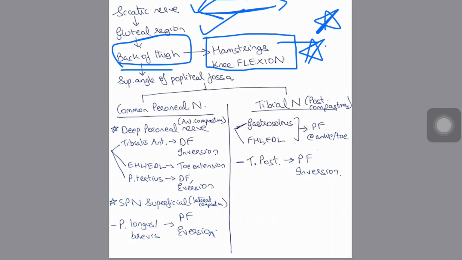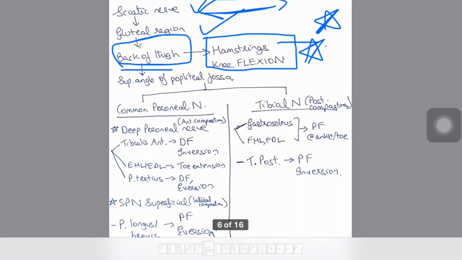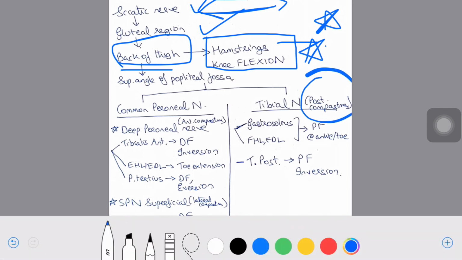Finish. Now tibial nerve supplies the posterior compartment. The muscles it supplies are gastrocsoleus, FHL and FDL, which cause plantar flexion at ankle and toes. Additionally, it also supplies the tibialis posterior, which causes plantar flexion and inversion.